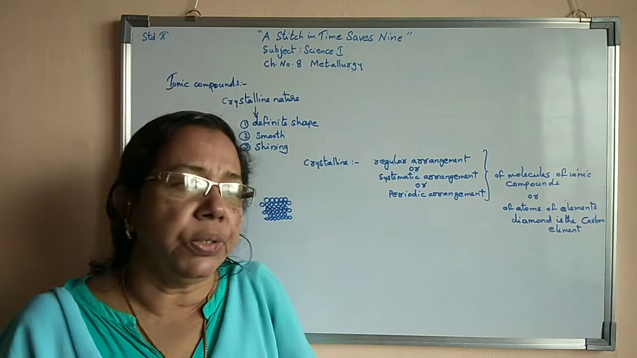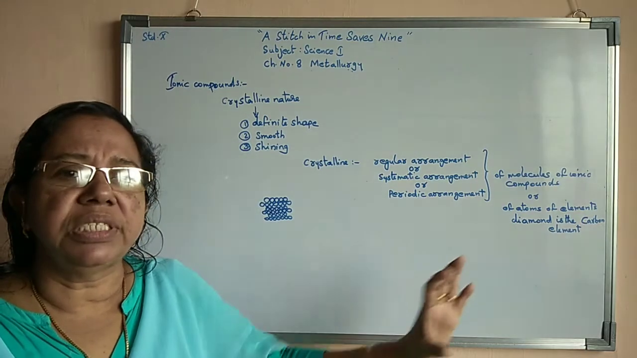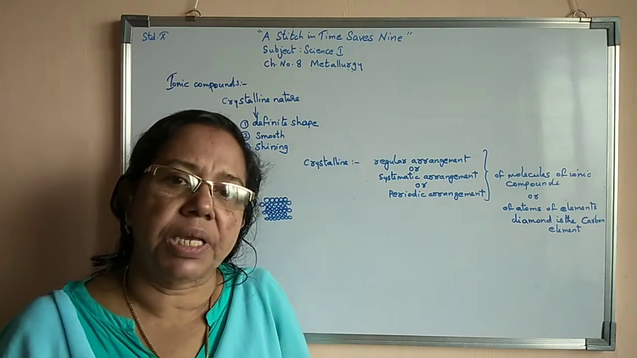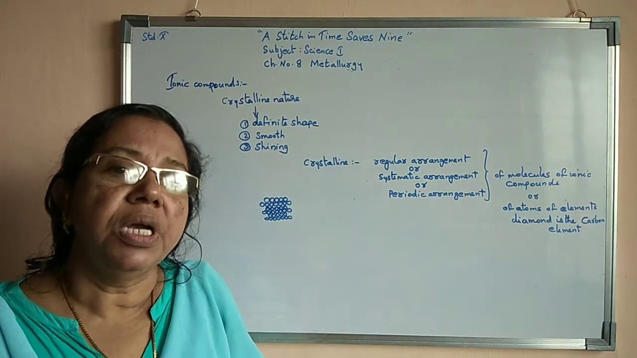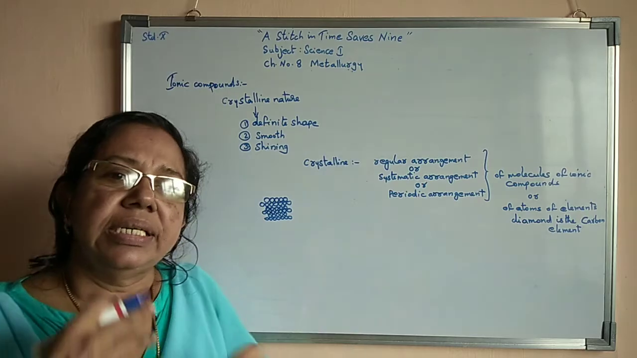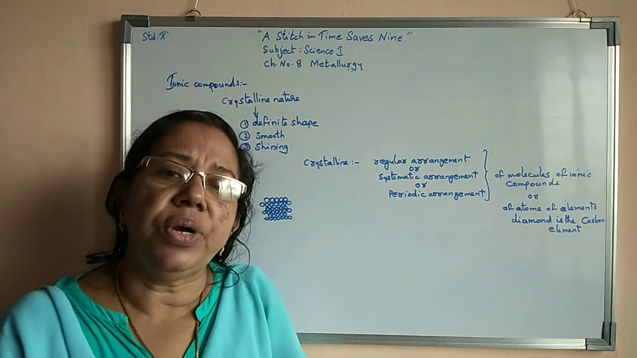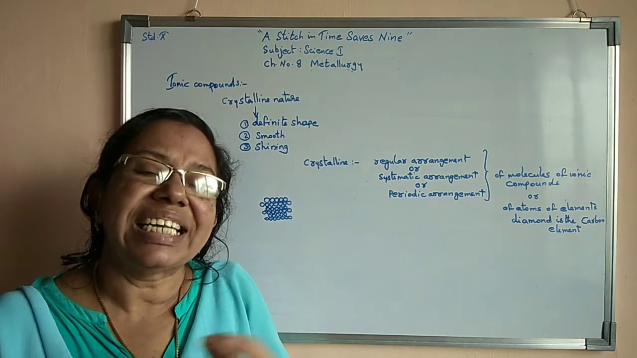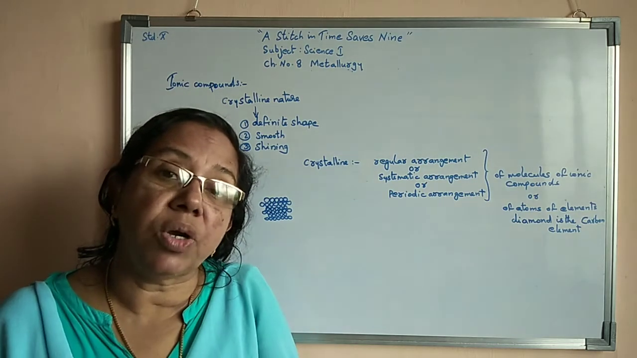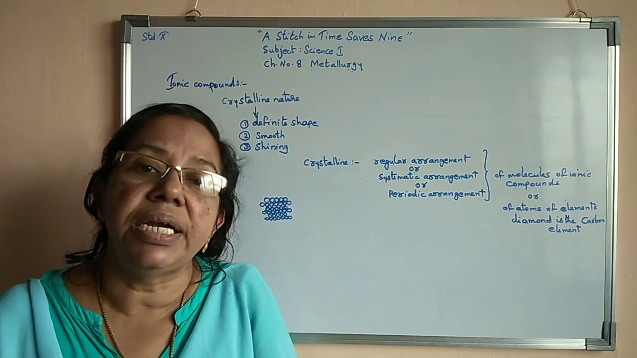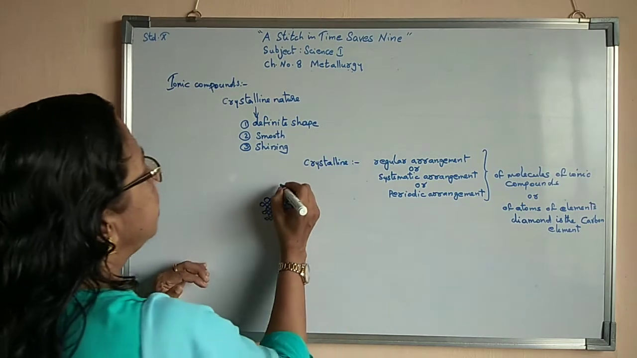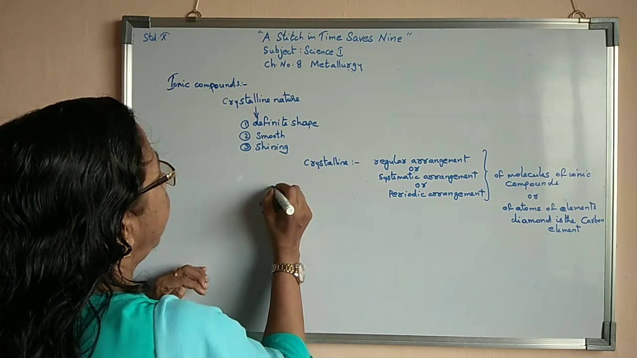But I am telling you, the molecules of all ionic compounds are not arranged in the same way. The arrangement of molecules in different ionic compounds, or in the crystals of different ionic compounds, will be different. As a result, now suppose this is the example of one particular ionic compound.